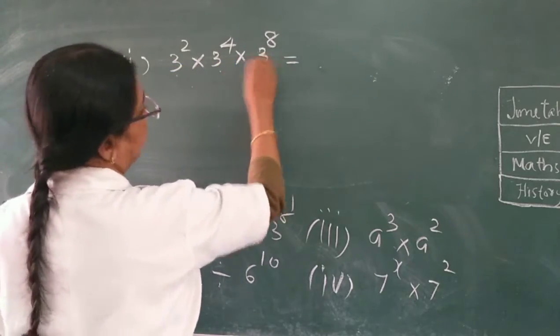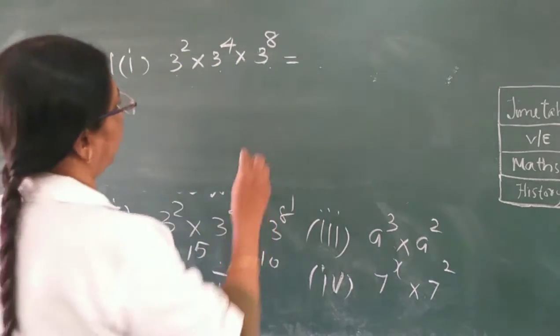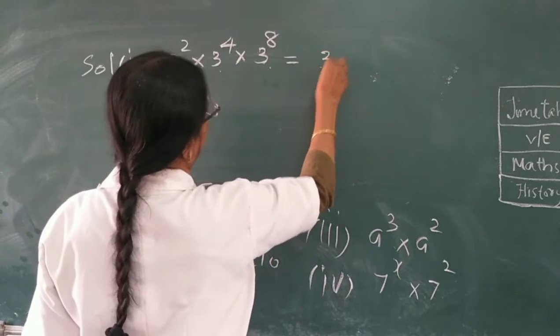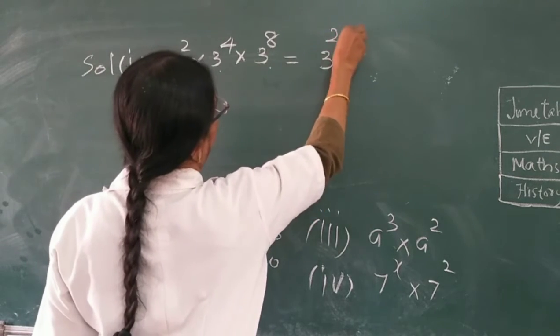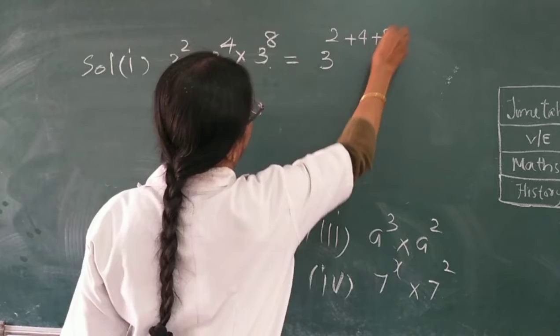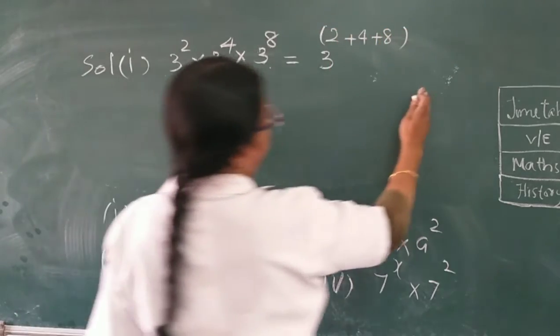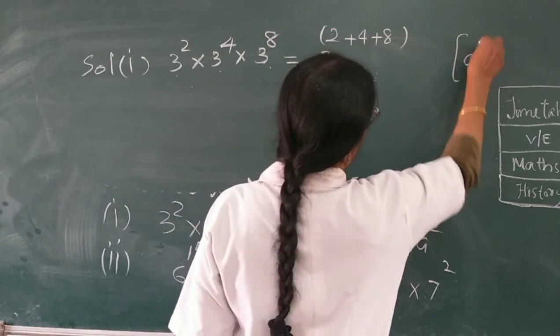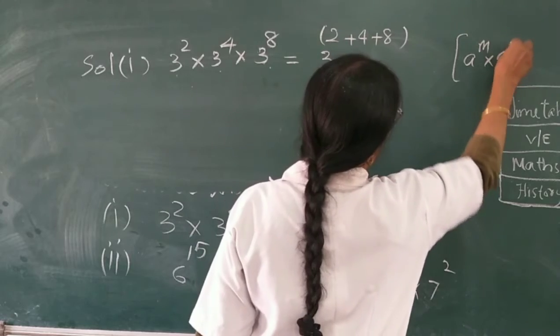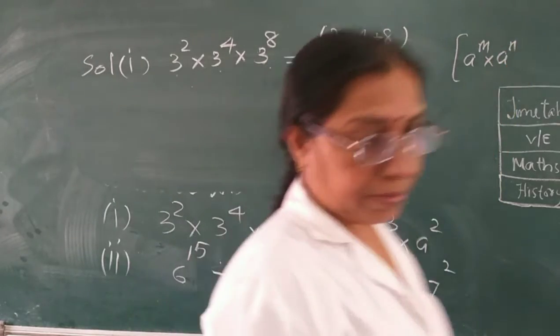3, 3, 3, base same. So we can add the exponents. 3 raised to 2 plus 4 plus 8. Which law is using here? a raised to m into a raised to n. Can you see there?